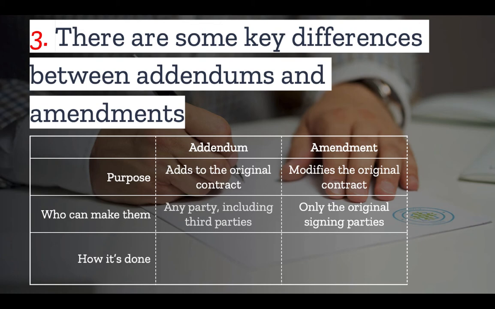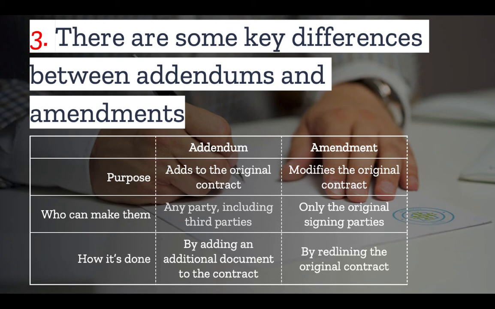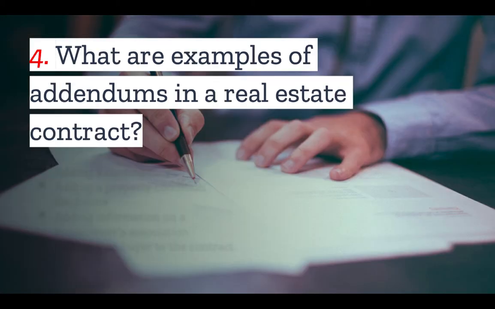And finally, there are some slight variations in how the two documents are created. An addendum is an additional document that is added to the contract. Now, this can also be the case for an amendment, but amendments can also be made by redlining the original contract. Number 4. So if you're still a little bit confused, let's look at some concrete examples.